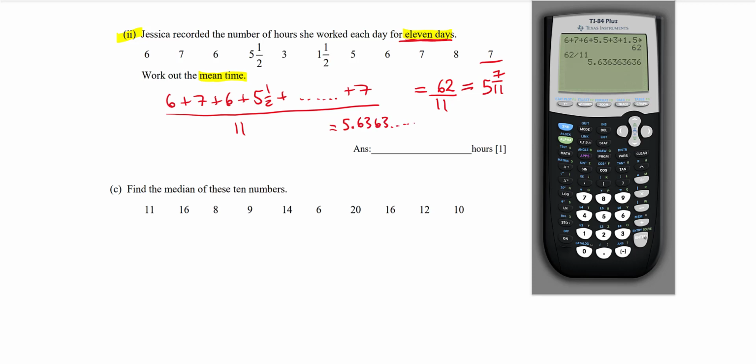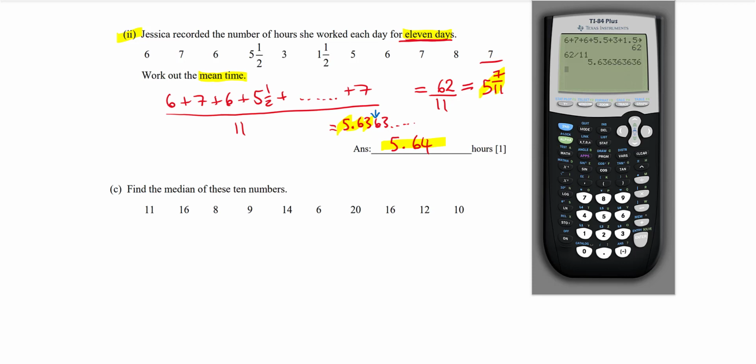And remember, at the start of the test, it says to round non-exact answers to 3 significant figures. So this here to 3 significant figures. So we start counting from the 5. That's 1, 2, 3. We look at this next number here. So that is 5 or more. So we round up. So this then becomes 5.64 hours. Okay, so you could leave it as 5 and 7/11 hours or 5.64 hours. Okay, so that is 4b part 2.